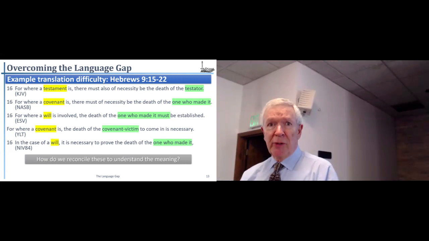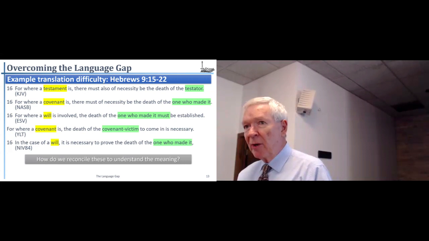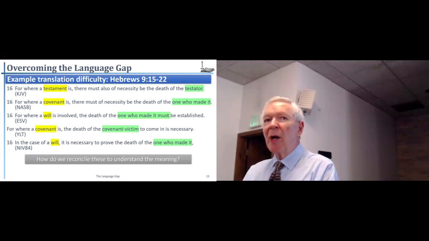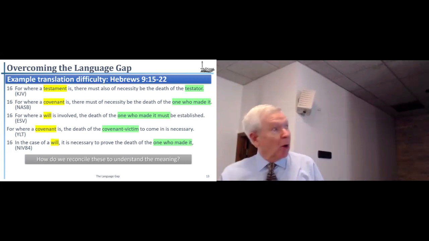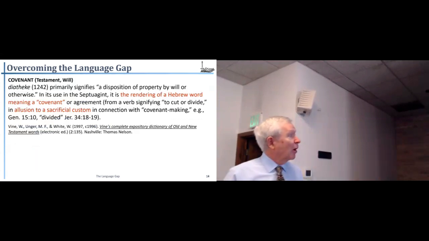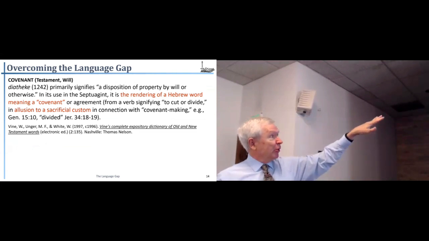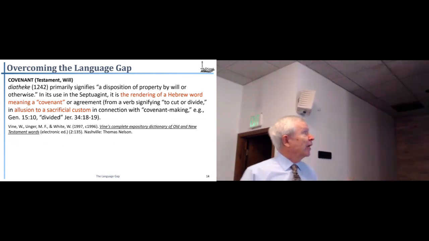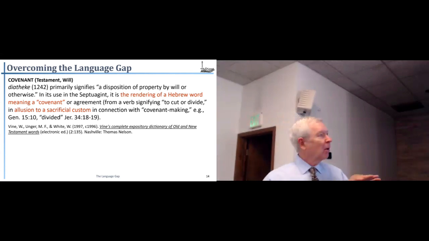That sounds confusing at first, but it's all because we have the concept of testament there instead of covenant. So if we look at a lot of other places in the Bible and say, what is it about a covenant that we need to understand? Well, let's go and look. This is from Vines, and he says this word, diatheke, which can be testament, can be will, primarily signifies a disposition of property by will or otherwise. In its use in the Septuagint, it is the rendering of a Hebrew word meaning a covenant. Okay, there's your first clue that there's some kind of difference here.